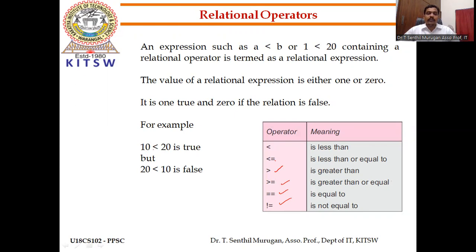For example, 10 less than 20, is it true or false? We are checking. It is true. When we use 20 less than 10, it is false. So it will check true or false operations. 1 means the relation is true and 0 means the relation is false. Okay.